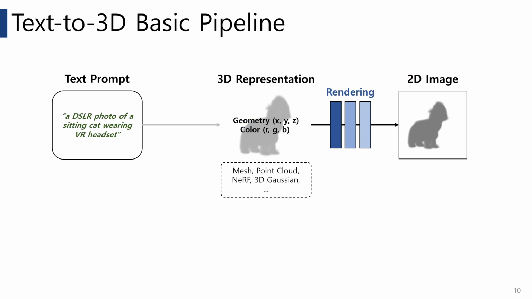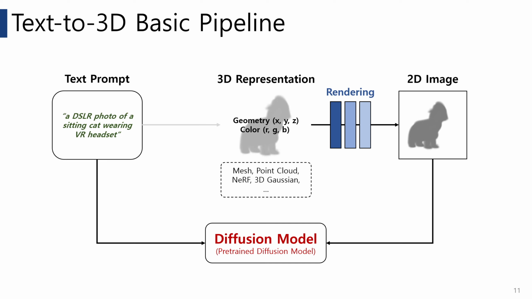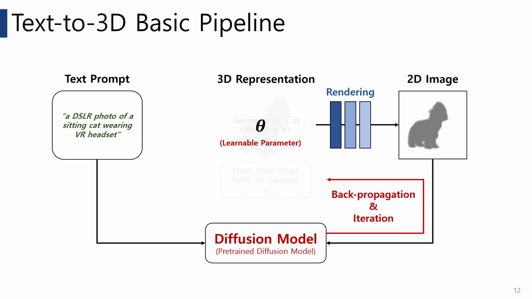In this approach, the 3D representation is rendered into 2D images and then input into a pre-trained vision language model along with the text prompt. The most well-known model for this is the diffusion model. A well-trained diffusion model can infer 2D visual information that matches the meaning of the text. By repeatedly backpropagating this inferred prior to update the learnable parameters of the 3D representation, you can eventually train it to capture the appearance described by the text.